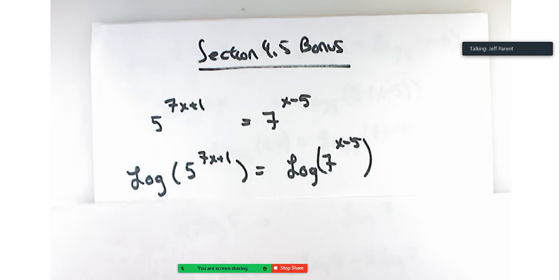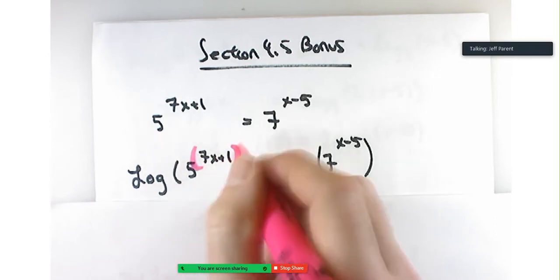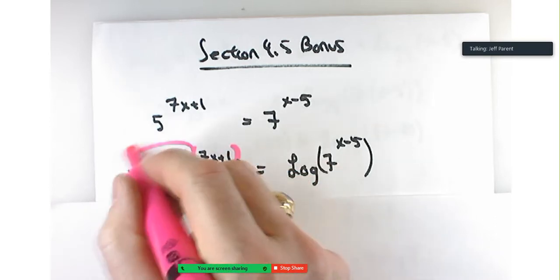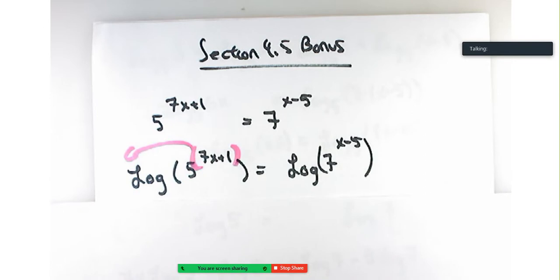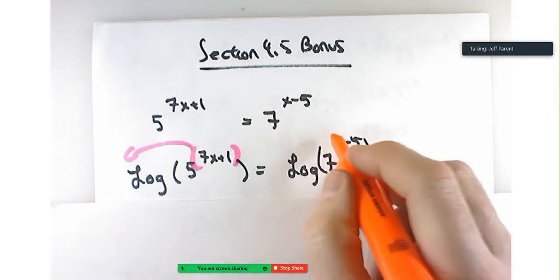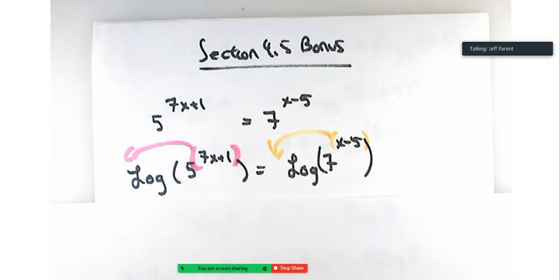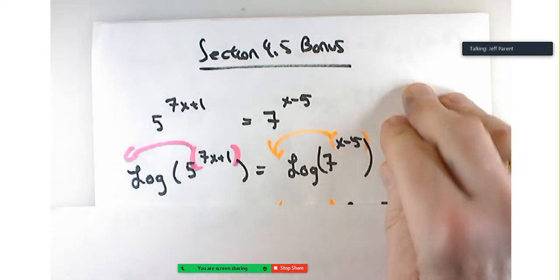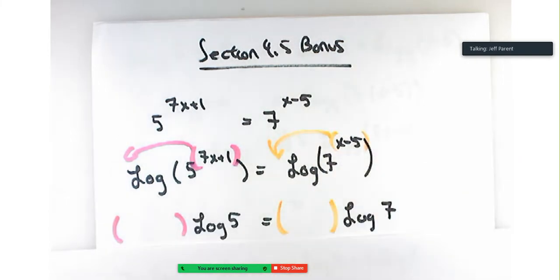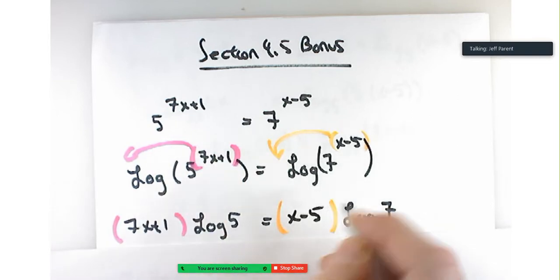So for instance, on the left-hand side, when I take the logs, I'm going to use my properties of exponents, and this term is going to come out in front. Likewise, on the right-hand side, I'll use our power rule, aka our parachute rule, and that term will come out in front. So it'll look something like this. I'll have a 7x plus 1 here, and an x minus 5 here.